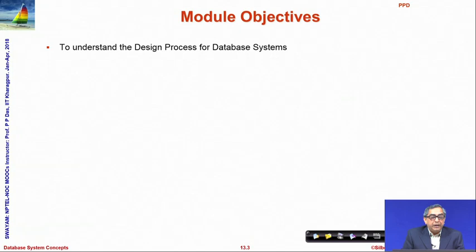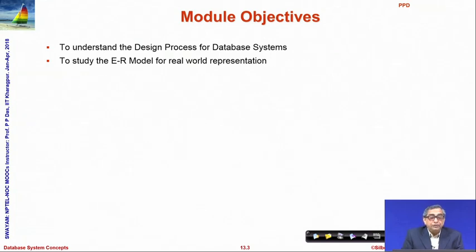In this module, we will try to understand the design process for database systems, because so far whatever we have done, we have assumed that the schema is known to us, that some instance is given to us, and then we have tried to extract different query information from the relation. But now, we will look into how we model the real world and actually get into the design process.